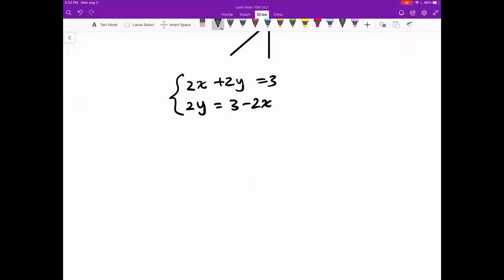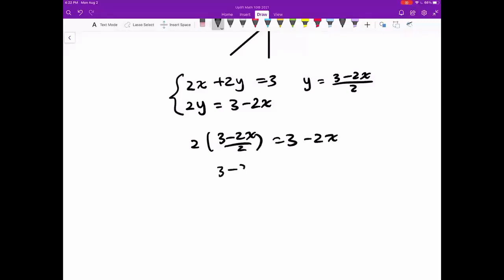Okay, I guess I can explain this one. If we isolate y in the first equation, we get y is 3 minus 2x all over 2. And now, just like usual, we plug it into the second equation. If we extend it out, we get 3 minus 2x is equal to 3 minus 2x. In other words, 0 equals 0.